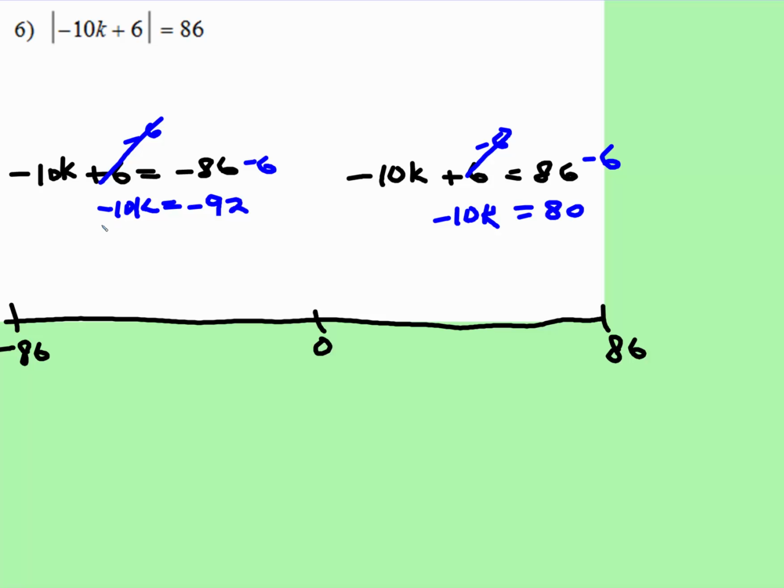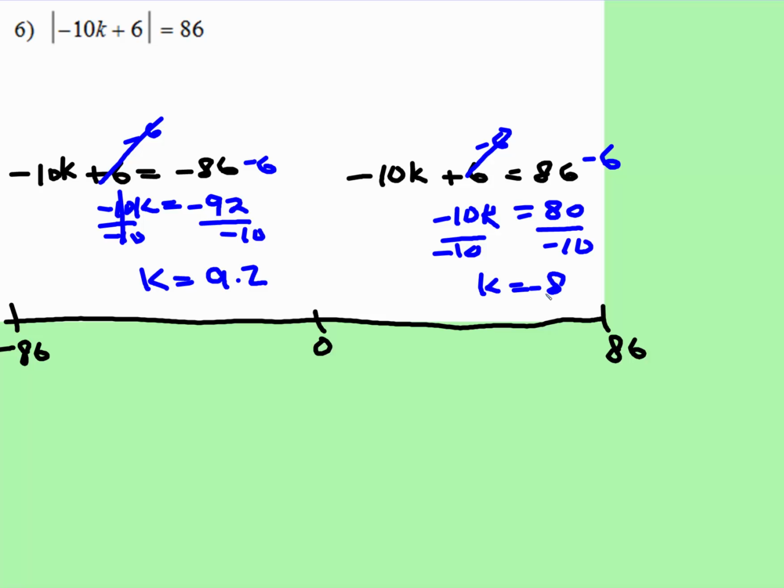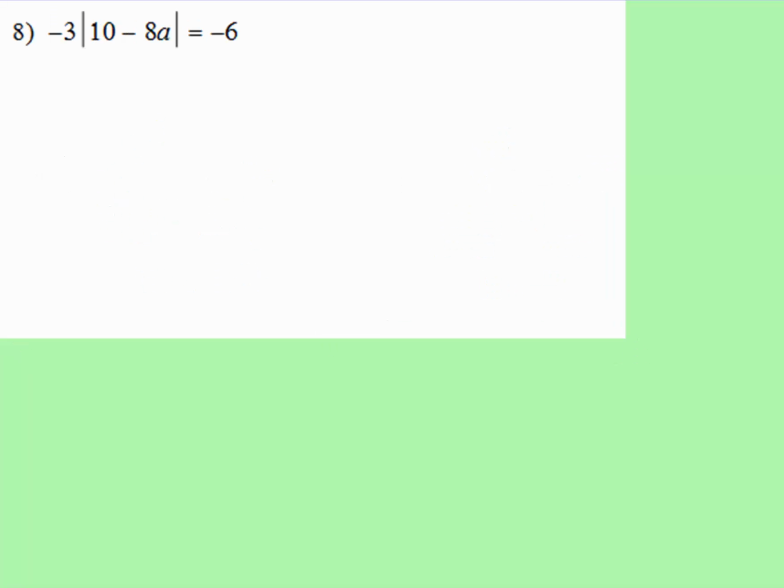All right, now, final step, we're going to divide both sides by negative 10. Divide both sides by negative 10. And we now have k is equal to 9.2, and k is equal to negative 8. So either negative 8 makes this true, or positive 9.2 makes this absolute value equation true. Okay, let's look at another one.